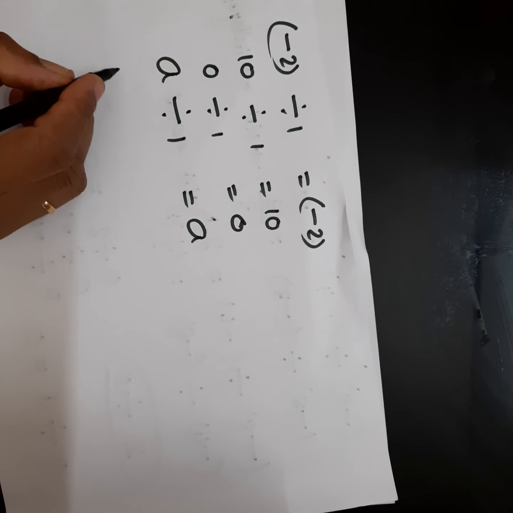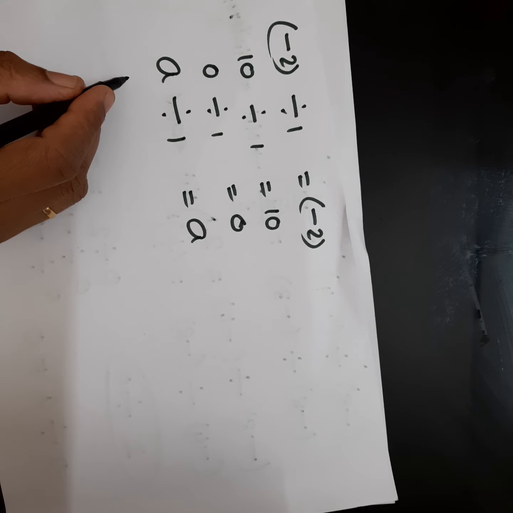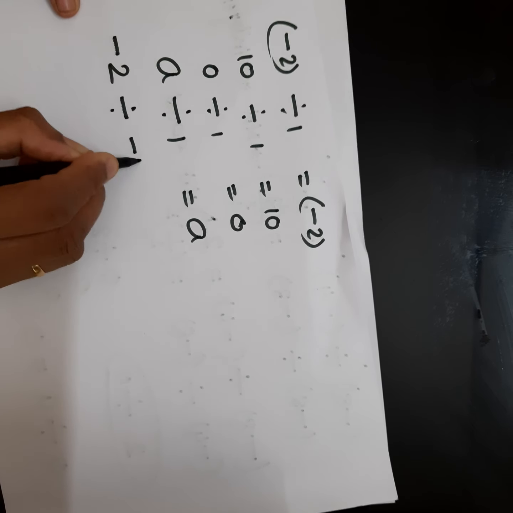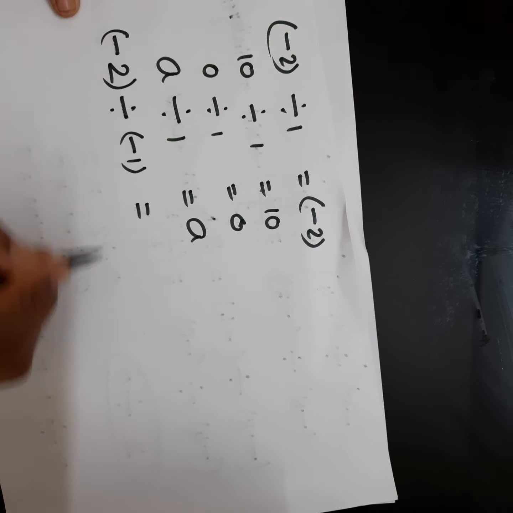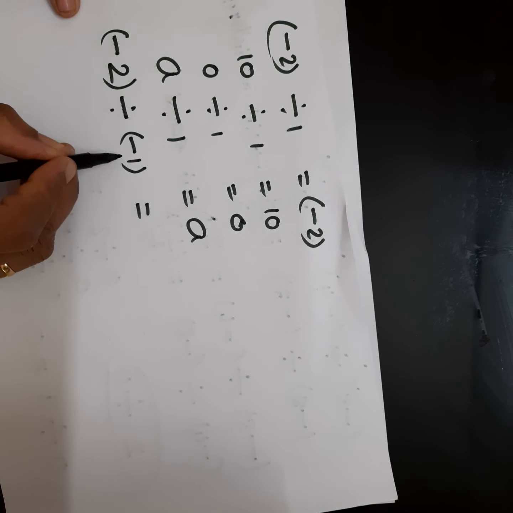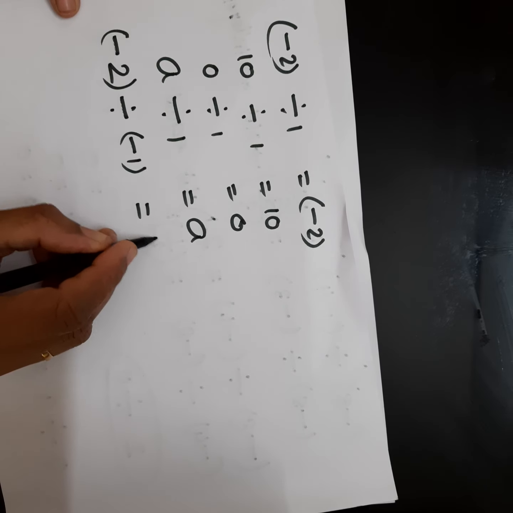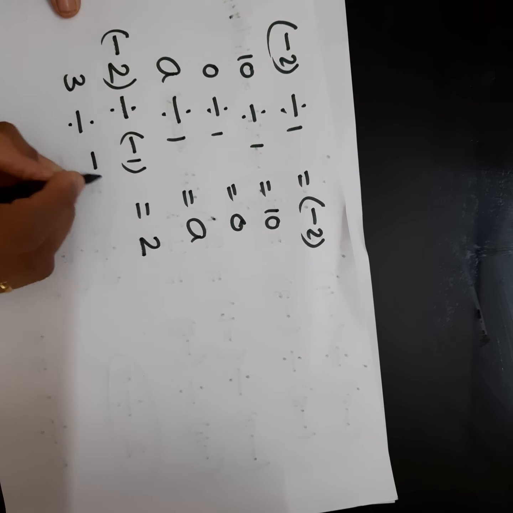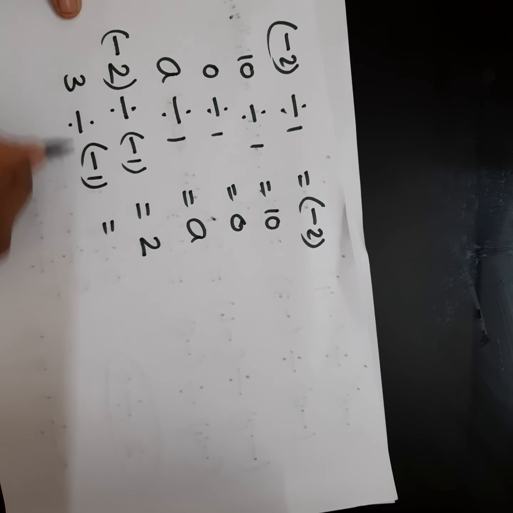Now, another example. If we divide a number by minus 1, if minus 2 divided by minus 1, what is the answer? Minus 2 divided by minus 1. When both are negative, the answer is positive. 2 divided by 1 is 2. Now 3 divided by minus 1 is equal to, one of the numbers is negative, so the answer is negative. 3 divided by 1 is 3, so minus 3.